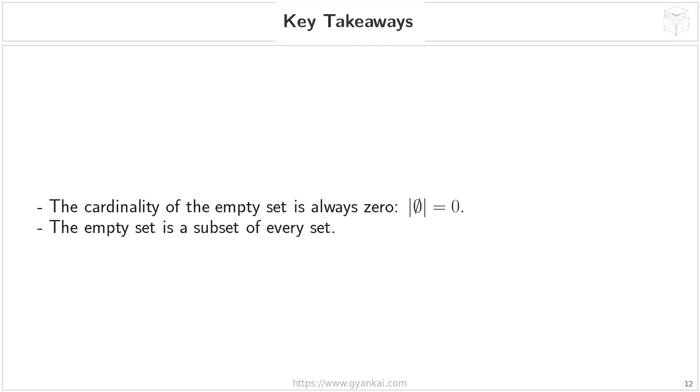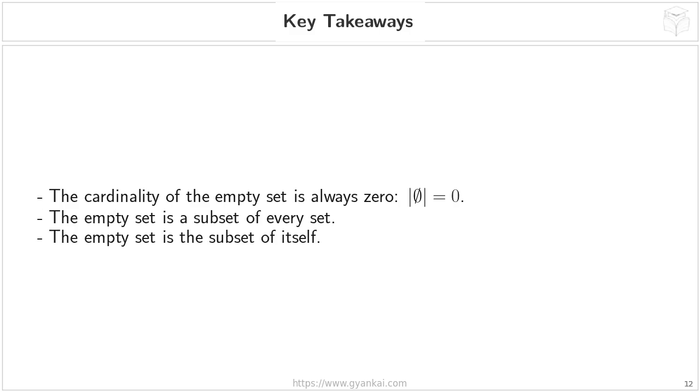Next, we proved that the empty set is a subset of every set. Think about it, to be a subset, all elements of the first set must be in the second set. Since the empty set has no elements, this condition is automatically true for any set we choose. Interestingly, the empty set is also a subset of itself. This might seem strange, but it follows directly from the definition of a subset. Again, because there are no elements in the empty set to contradict this, the condition holds.